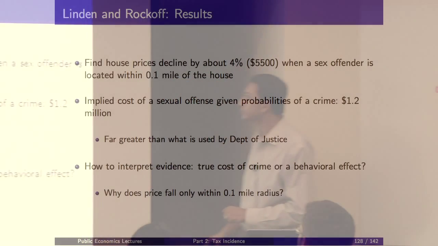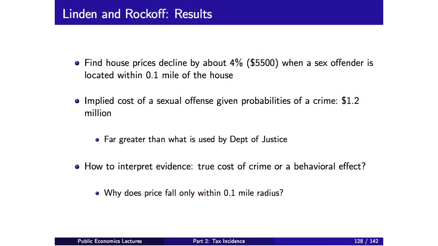Okay, so they find that house prices decline by about 4% when offenders are located within 0.1 miles of a house. They then use that to calculate the implied cost of a sexual offense given the probabilities of a crime. So you know from other data what the probabilities of repeat offenses are, okay?